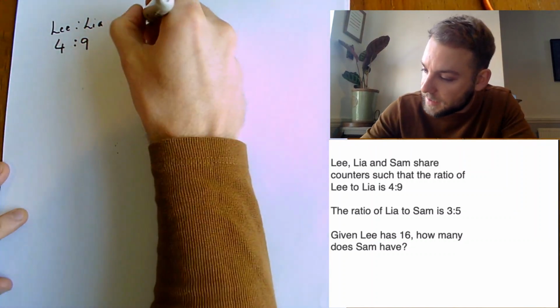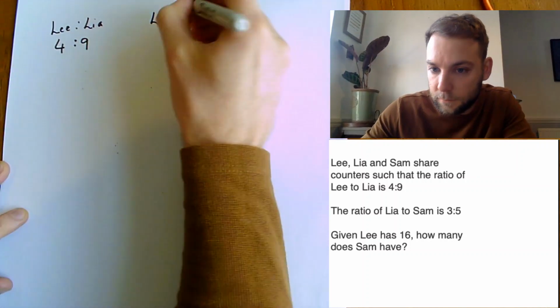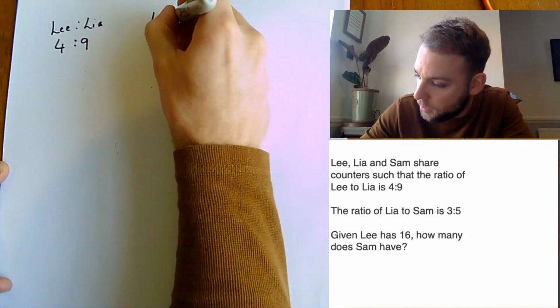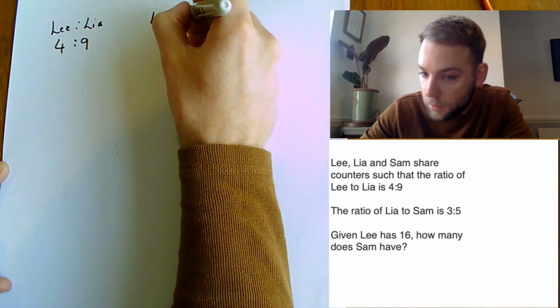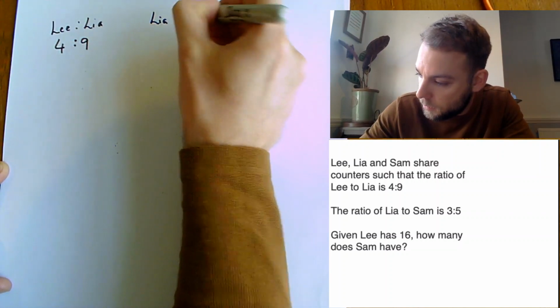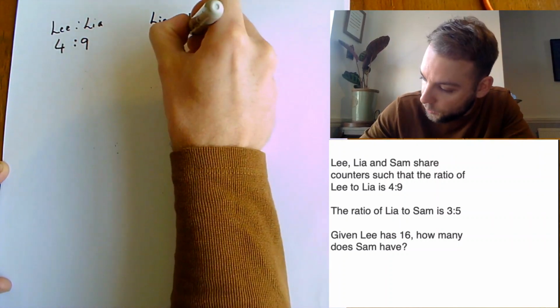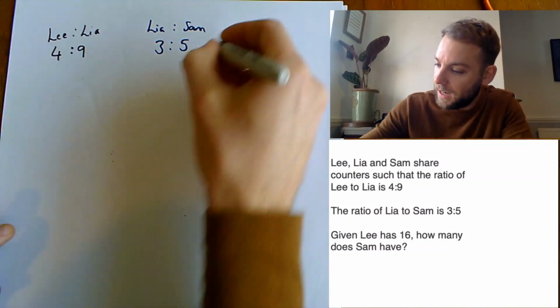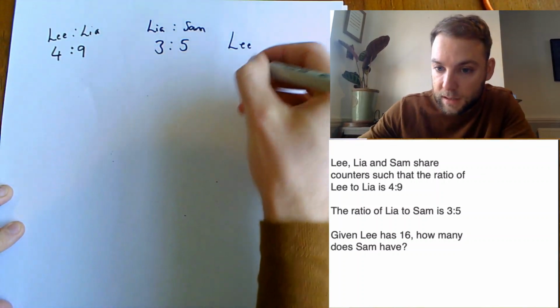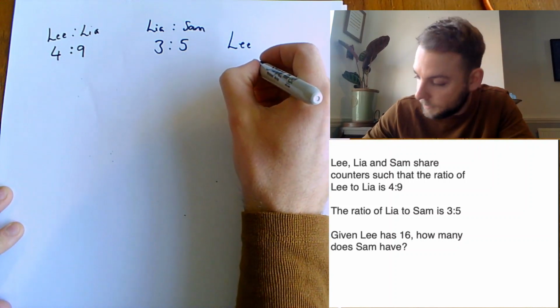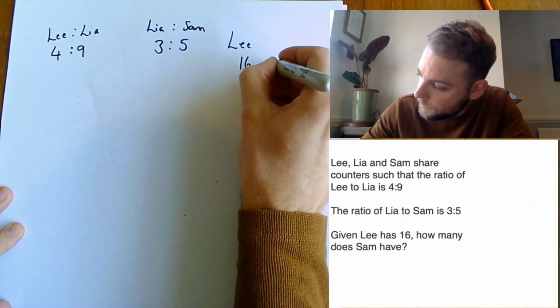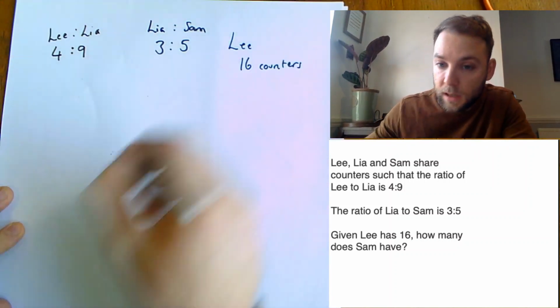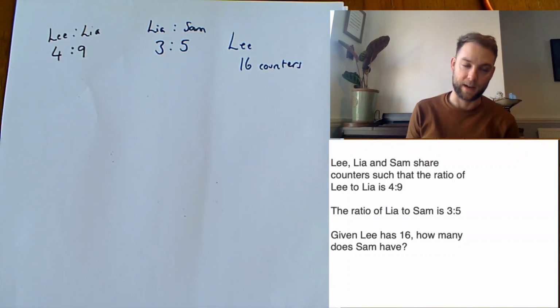And Leah and Sam are shared in the ratio of 3 to 5. Given that Lee has got 16 counters, find the amount that Sam has.